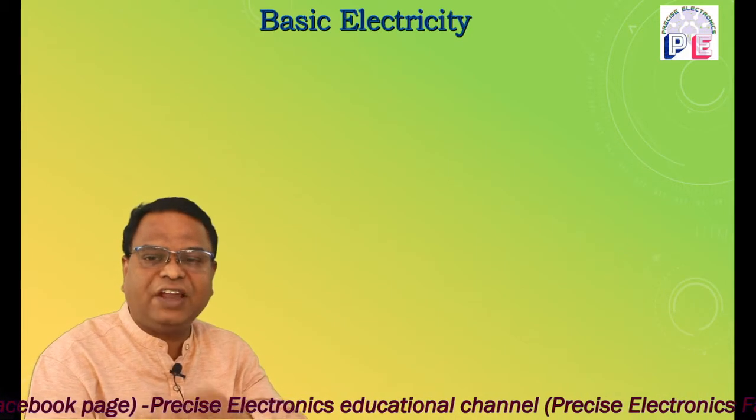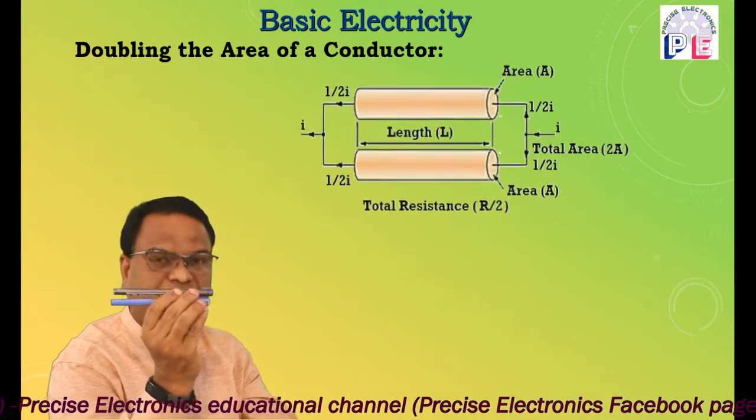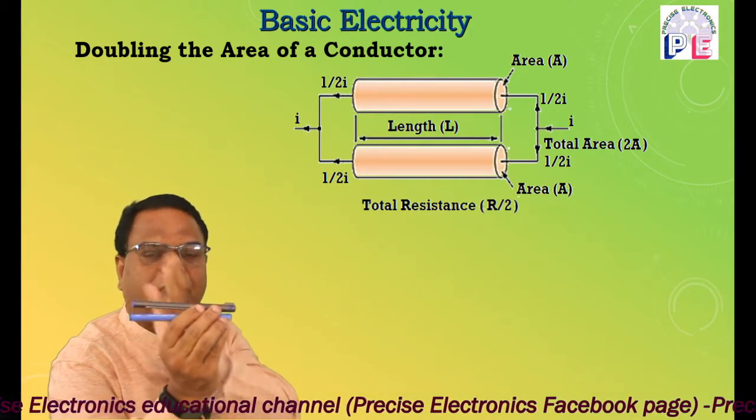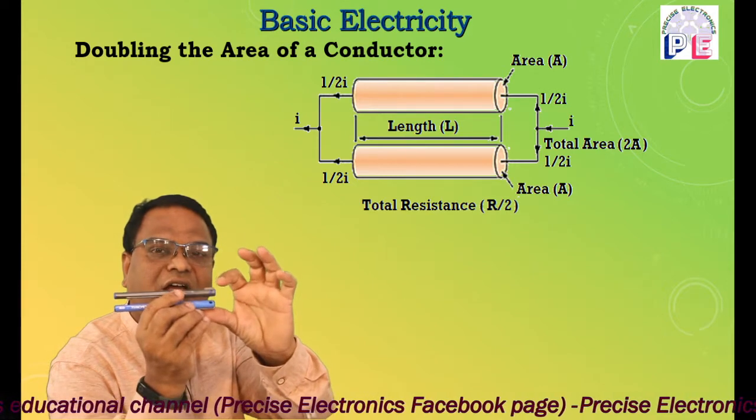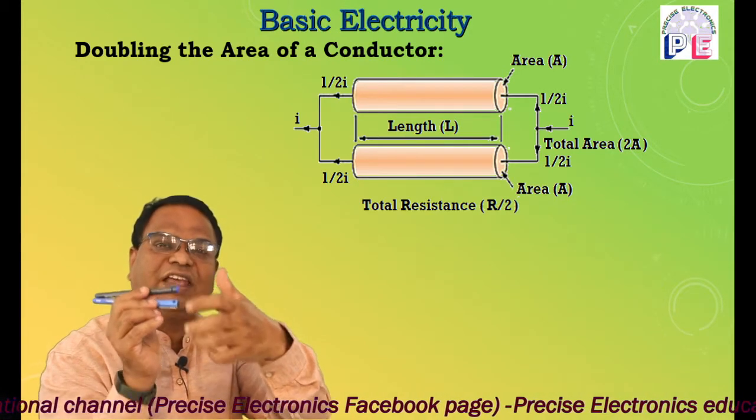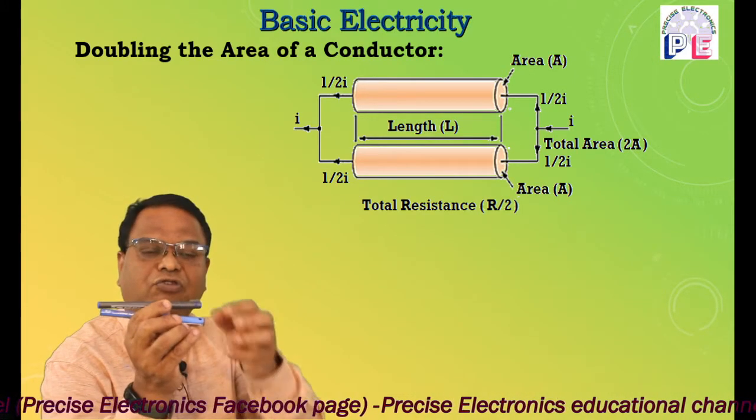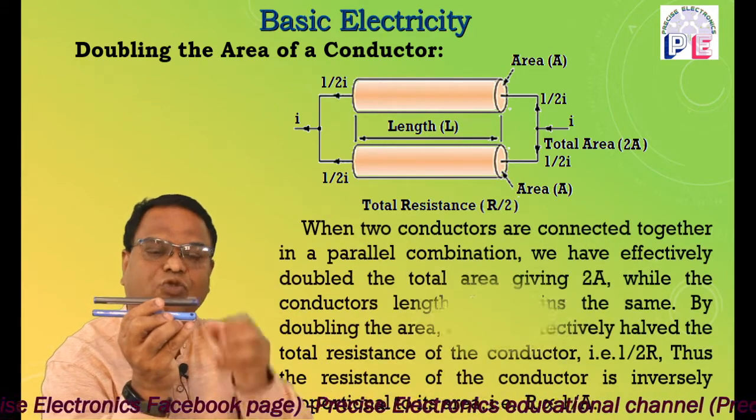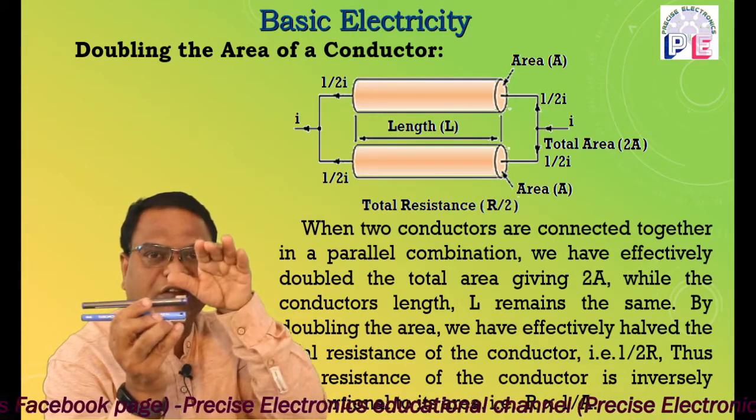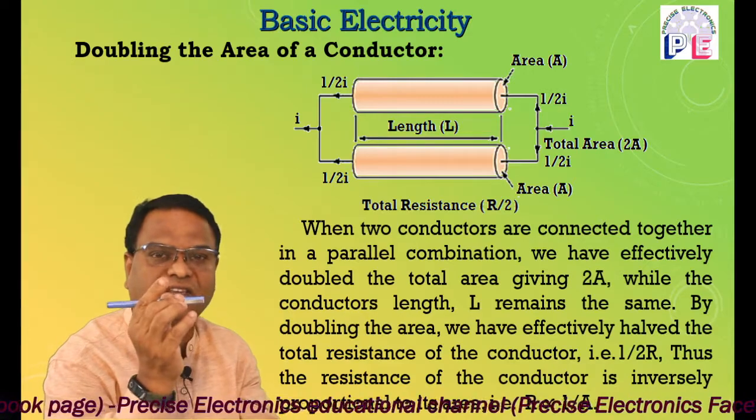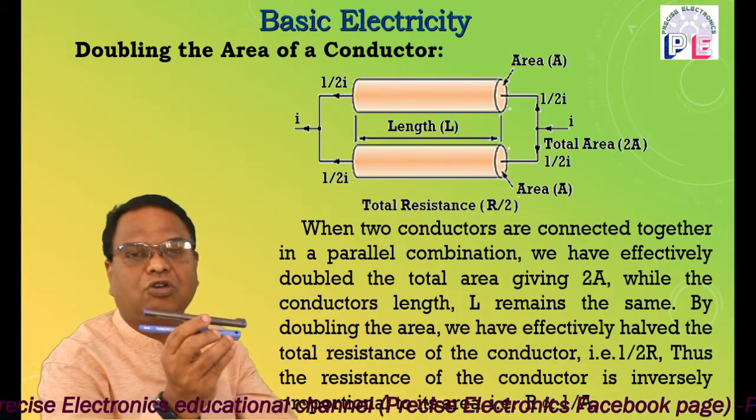Next, if the cross-sectional area gets doubled, that means in this case the two conductors are connected in shunt. In the previous case they were connected in series. Now they are connected in shunt, which means the area is increased. In this case the area gets doubled. So resistance is inversely proportional to the cross-sectional area. When the area increases, resistance decreases, so the area gets doubled and the resistance gets halved. It is half that of a single conductor. So R is directly proportional to the length, and R is inversely proportional to the cross-sectional area.